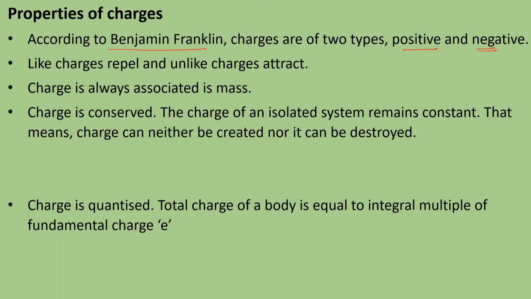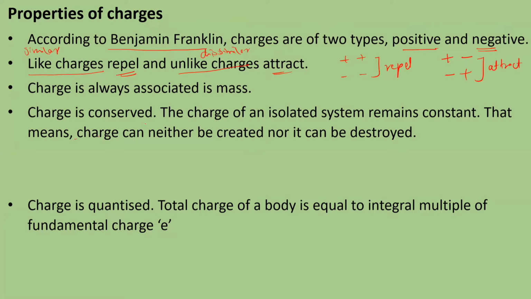Second is that if you're having like charges, meaning similar charges, you can say like charges to be similar charges and unlike charges to be dissimilar charges. Like charges will always repel and unlike charges will always attract. That means if you're having two positive charges or two negative charges, they will always repel each other. That means they will go away from each other. But if you're having a positive charge and a negative charge, they will always attract. That means they will always come towards each other. So this is the second property of charges. The second property is clear.